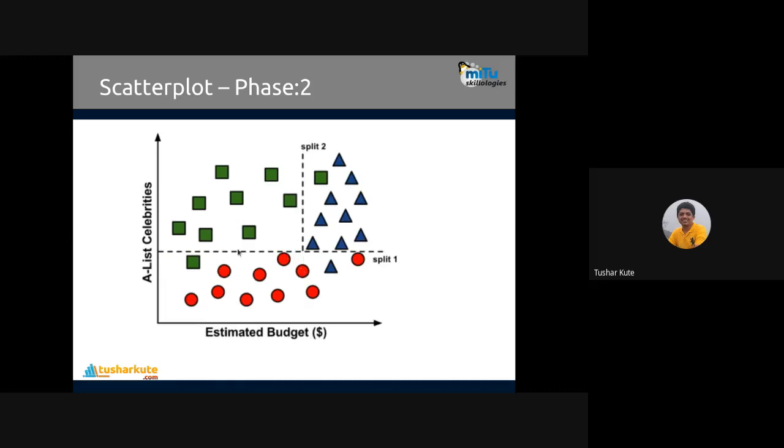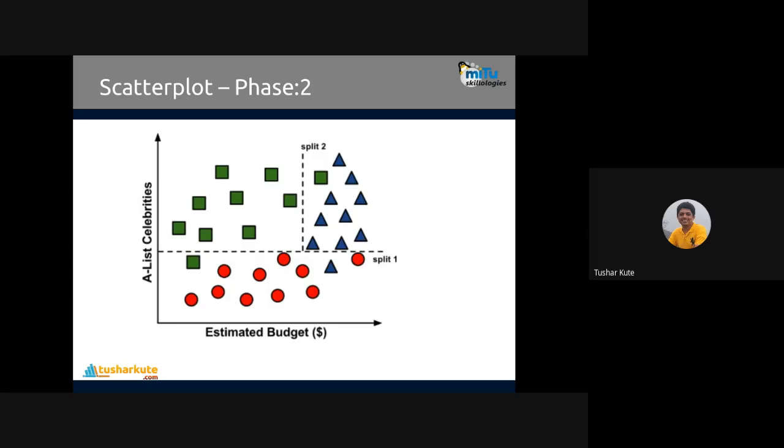Now see, by these two lines, three classes are separated: green class here, blue class here and red class here. Three classes are separated, correct? Now what can be our interpretation? When the number of celebrities is low, the movie is in the red class. When the number of celebrities is high, we do a split on the x-axis, on estimated budget. Here the budget is low and the budget is high. When the budget is low, green are there; when the budget is high, blue are there. But when the number of celebrities is high, only these two classes are there. Fine.